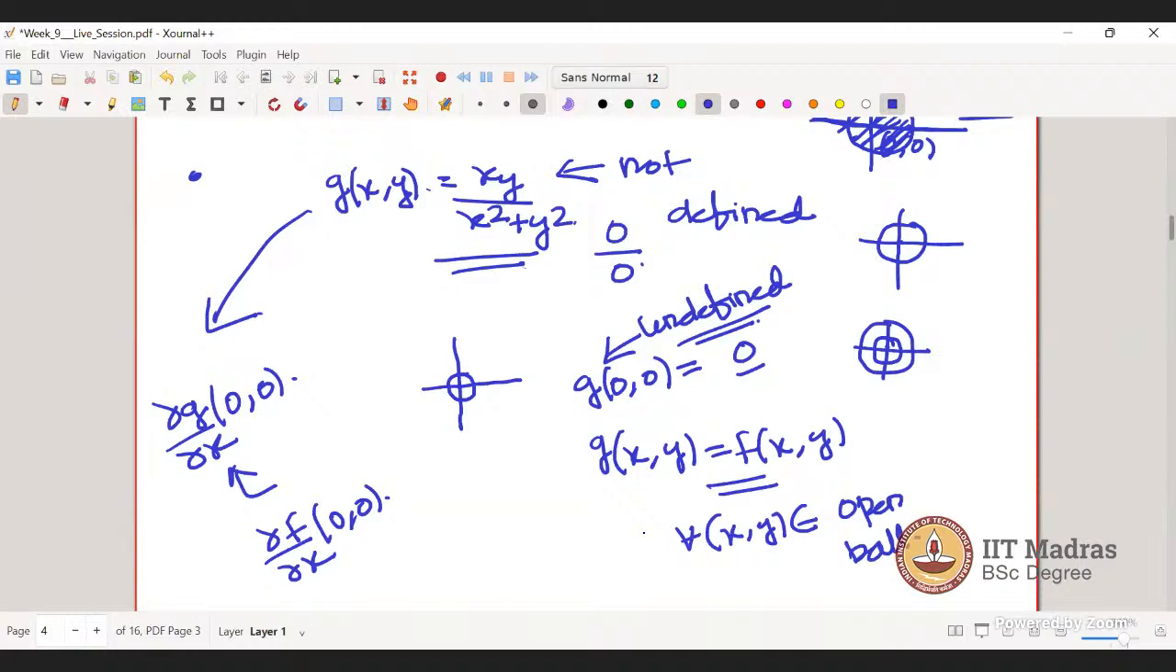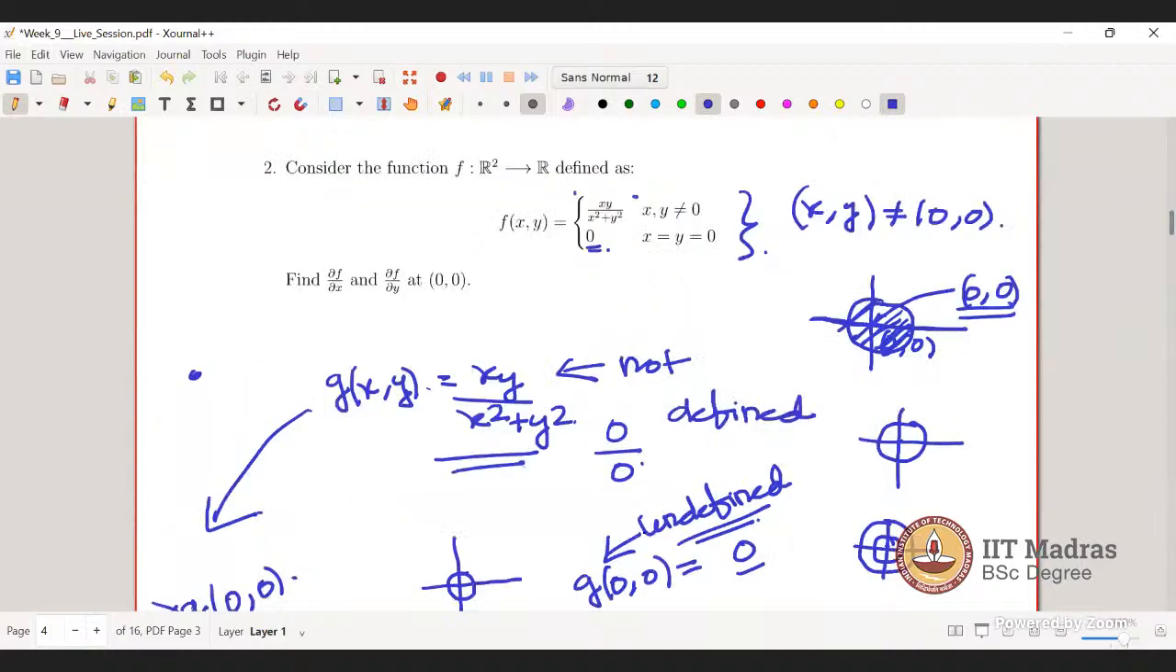Sir, you just compared two functions. Which one did you say is not the same? No, this function and this function. This is the same function, right? Both are the same only, no, sir? No, they are not the same. This one is not defined at 0, 0.